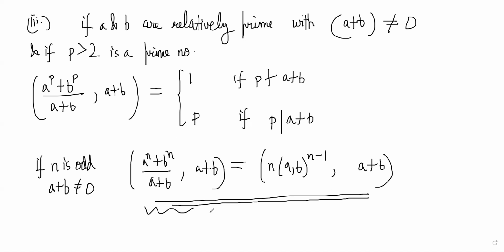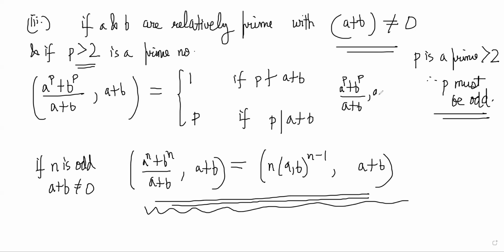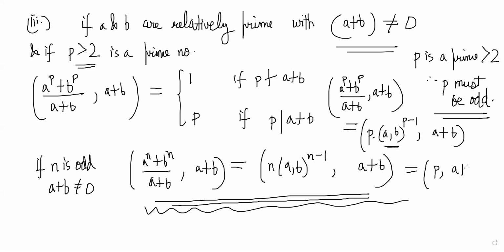Now think about the property 2 result, and because P is a prime greater than 2, P must be odd. P is odd and we have A plus B not equal to 0. So it satisfies the condition of property 2, right? So instead of n, I will put P here. I will get the GCD of (A power P plus B power P) by (A plus B) with A plus B should be equal to P times GCD of A and B power P minus 1 and A plus B. Now A and B are relatively prime, so this is 1. You're getting GCD of P and A plus B, right?